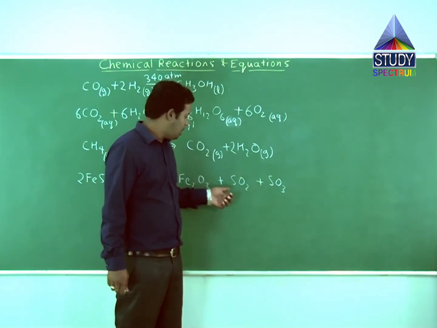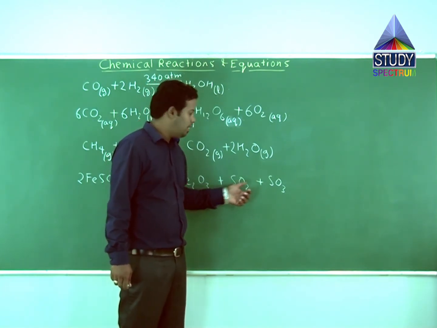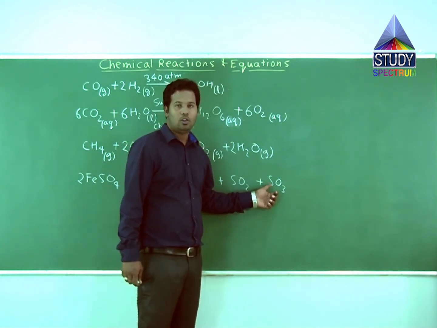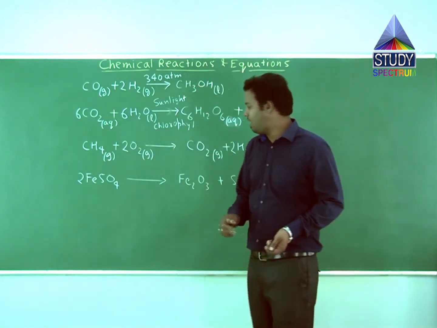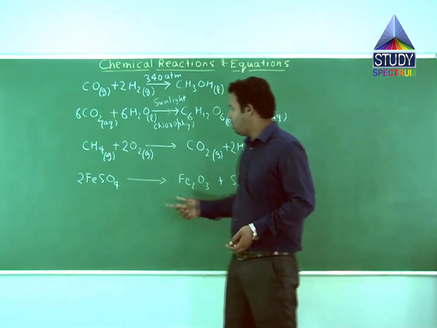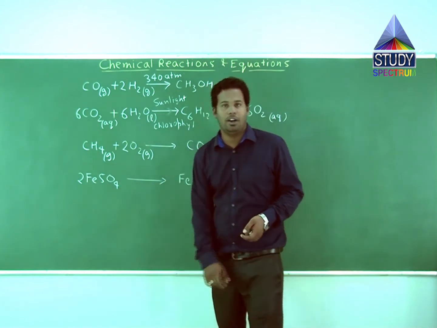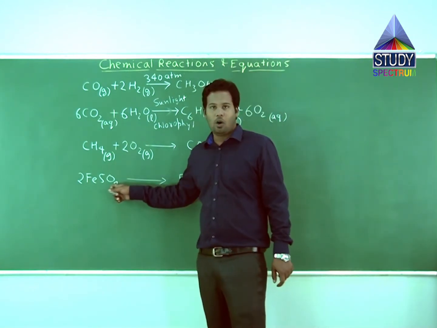So the number of atoms of sulfur in SO2 will be 1 into 1, that is 1. The number of atoms of sulfur in SO3 will be 1 into 1, that is also 1. So 1 plus 1, 2. So the number of atoms of sulfur in RHS is 2, and the number of atoms of sulfur in LHS is also 2. It means sulfur is already balanced. Now let us talk about the third element, that is oxygen.